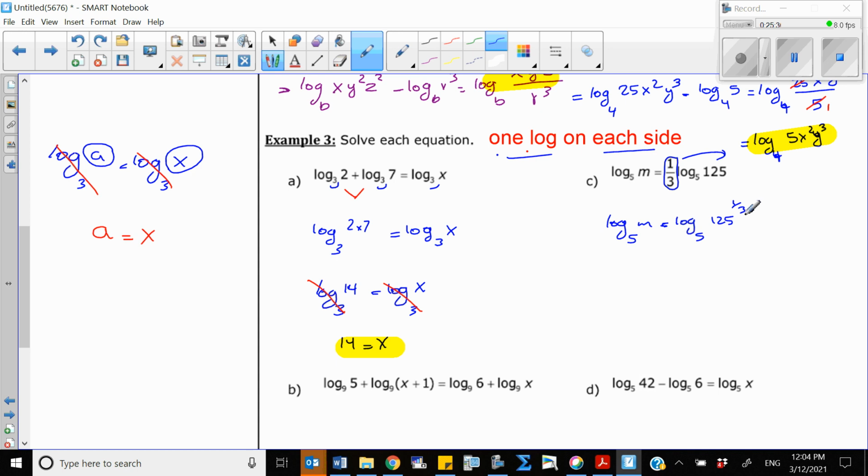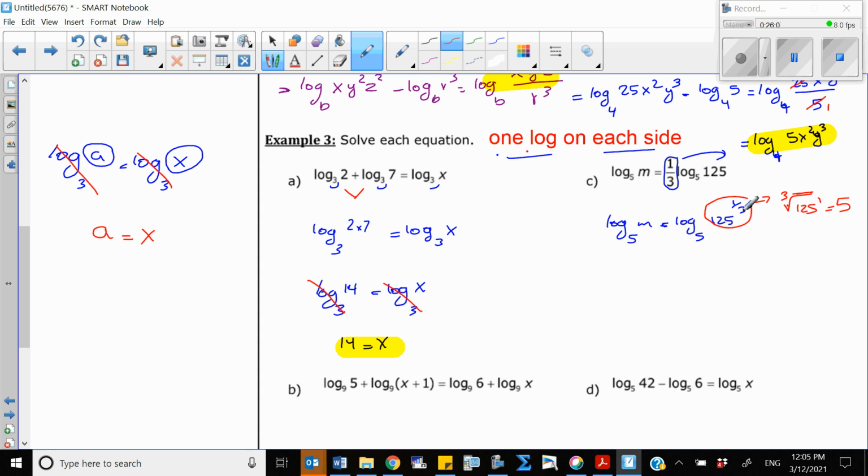Now, what is 125 to the power of 1 over 3? We know that this is equal to radical 125. The cowboy goes here and the horse goes outside. This is the third root of 125. What is third root of 125? It's equal to 5.